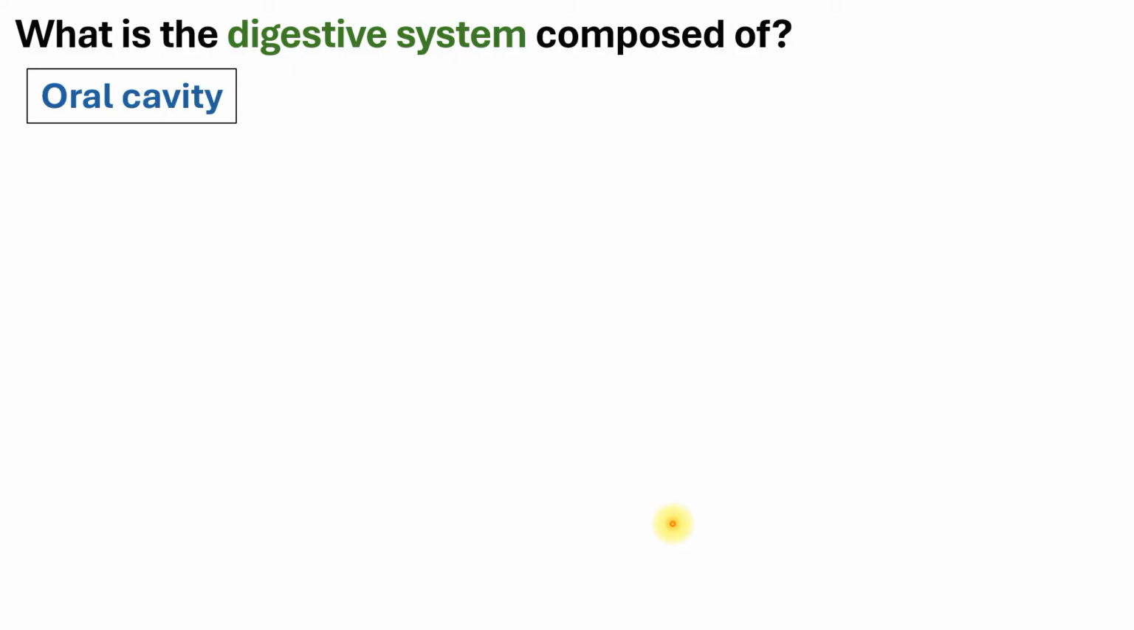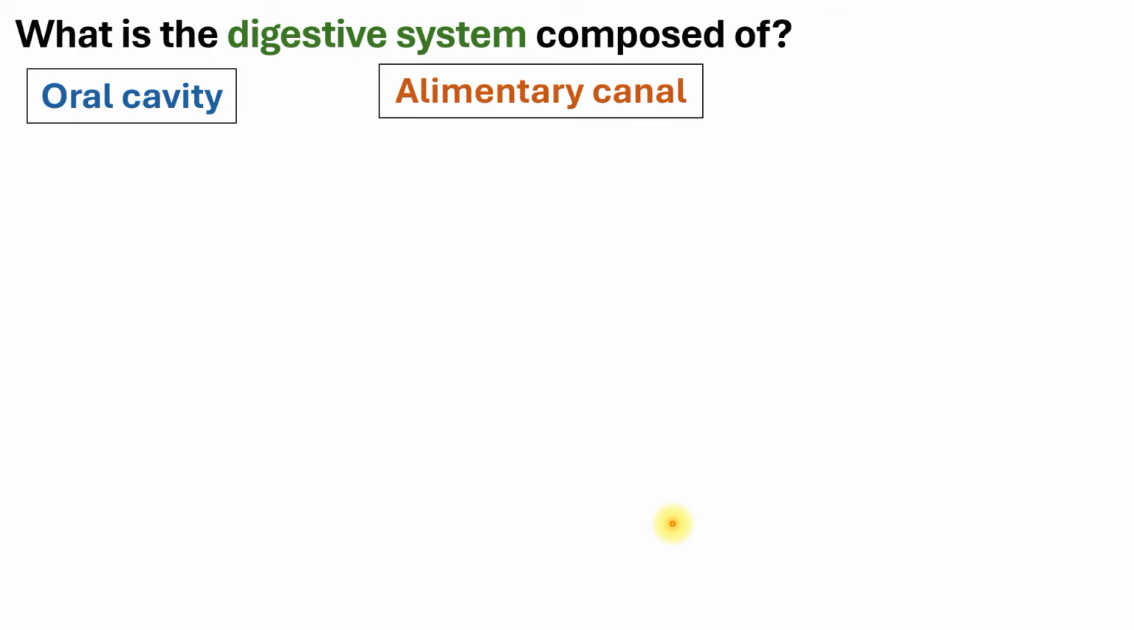So the digestive system is basically divided into the oral cavity and then the alimentary canal. The oral cavity is the most rostral or first area of the digestive system, while the alimentary canal actually makes up the bulk of the digestive system. And when we say digestive system, we usually think of the alimentary canal. Okay, first let's talk about the oral cavity.